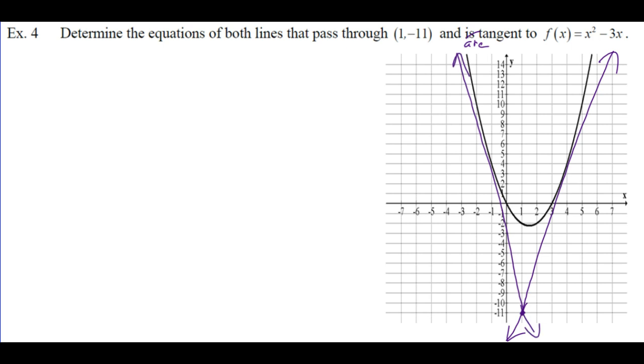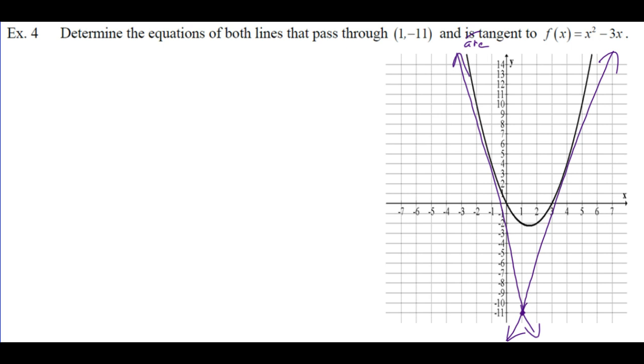Something like that. Only somewhere it actually touches, right? Just not easy. Okay, so one more time. Determine the equations of both lines. There are both lines that pass through this point. What do we need to get the equation of a line? Point and a slope. And are tangent to this curve, which is this curve we've already used, right? X squared minus 3x. Okay, so we need the slope.